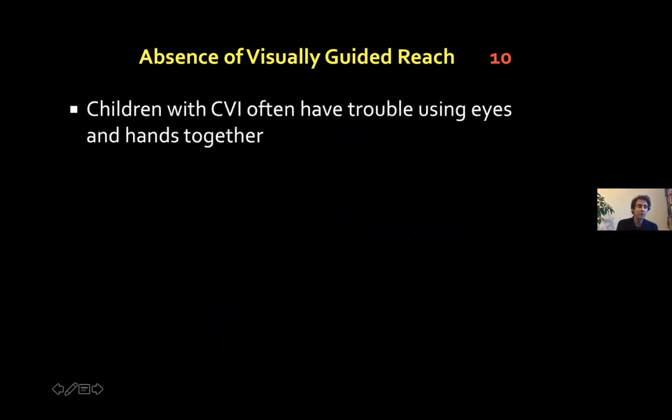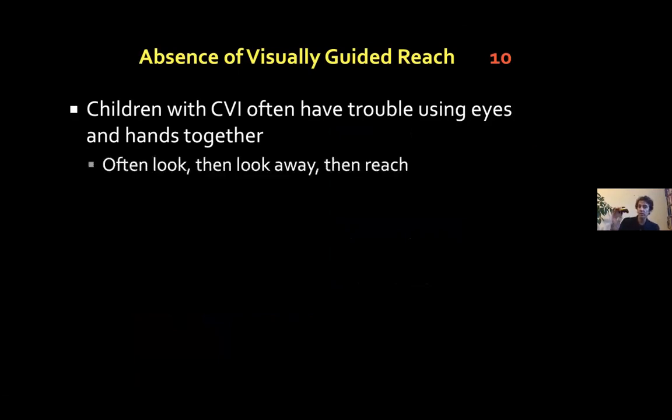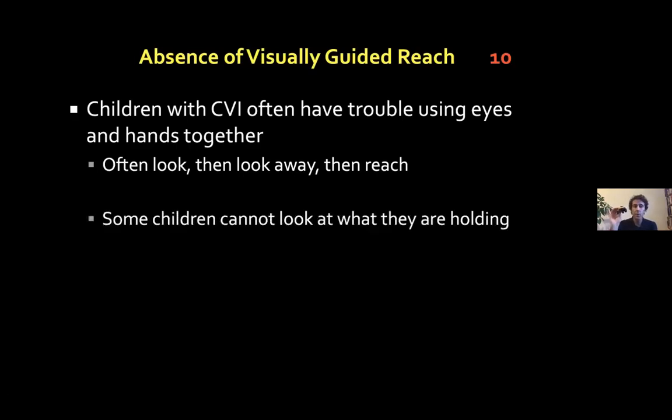The last characteristic, and then I'm going to wrap it up for you guys, is visually guided reach. Difficulty with or absence of visually guided reach. Children with CVI tend to have trouble using their eyes and their hands together. What we usually see is a look. So I've got this toy truck in front of me again. A look and then a look away and reach, which we saw in that first video. Or we'll see look, reach, and then as soon as I'm touching it, I look away.